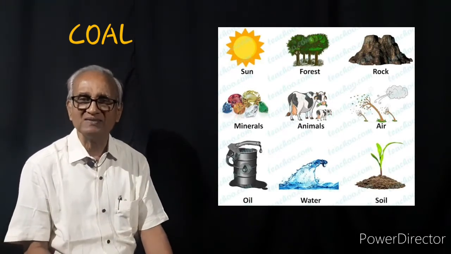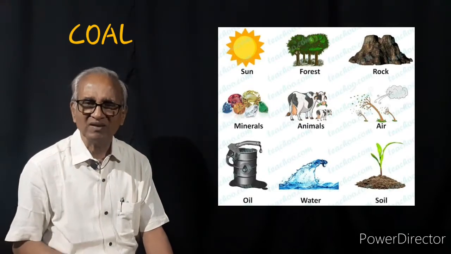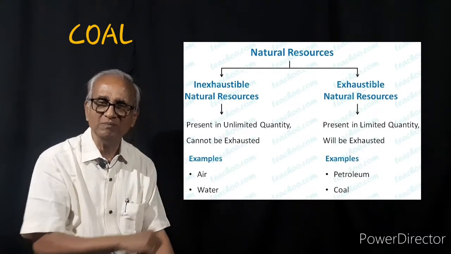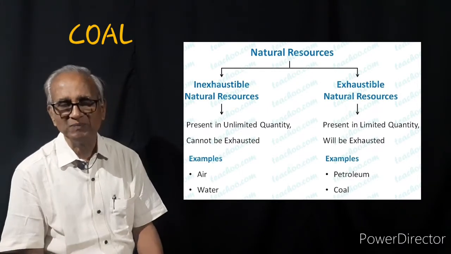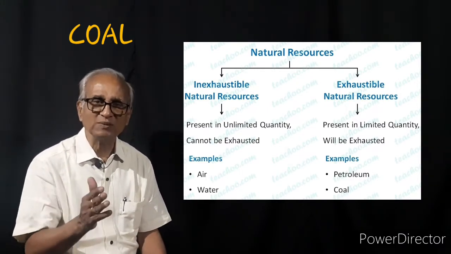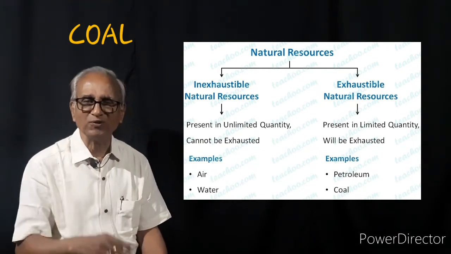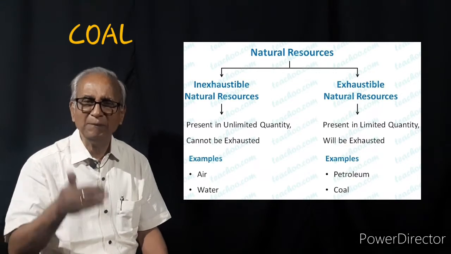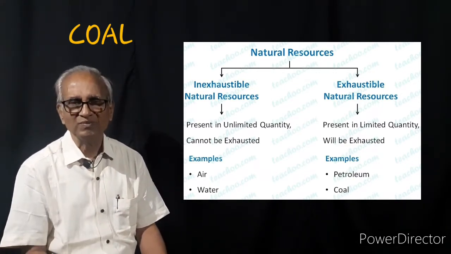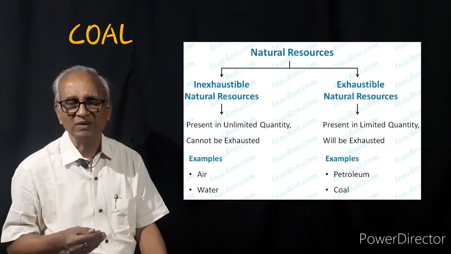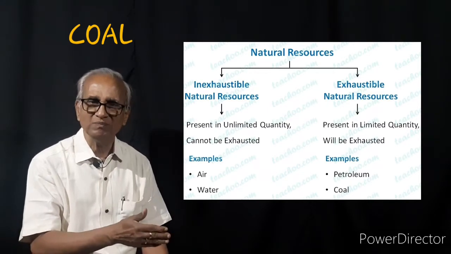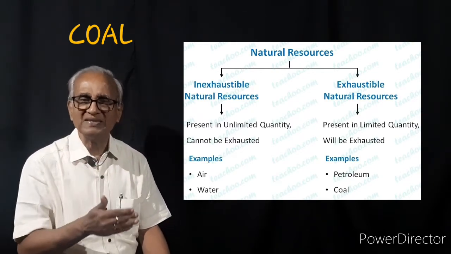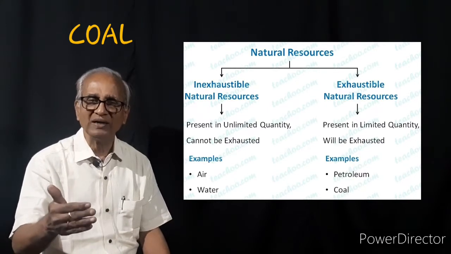All natural resources that are around us can be divided into two parts, two sections: exhaustible and non-exhaustible. Exhaust means spend it off. See, certain resources, they go on depleting as we use them. Petrol, for example, petroleum. When we say petroleum, we mean petrol, diesel, natural gas, all those get included. Now, petroleum is a resource that gets depleted over a time period.